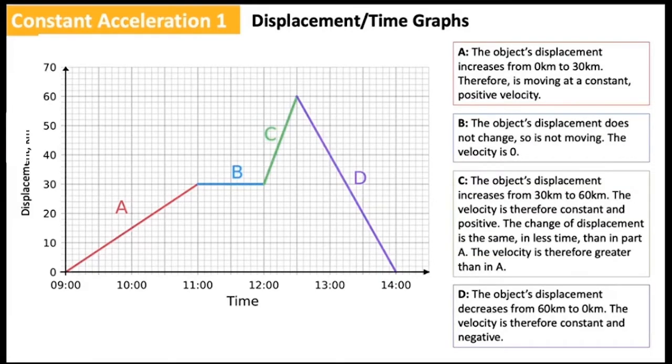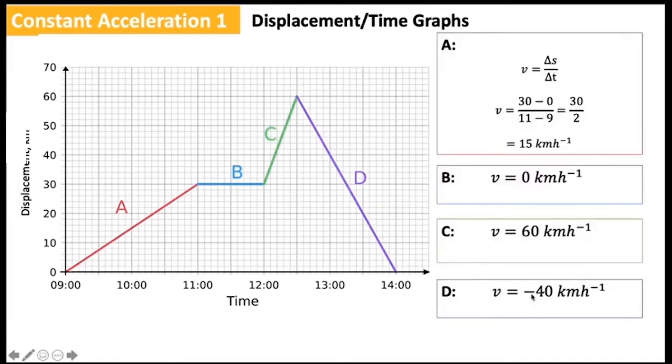Okay, and I'll just recap that all on the screen for you. Be really careful here that you do pick up a negative velocity when appropriate. The negative velocity is when the object was moving closer to its start point.